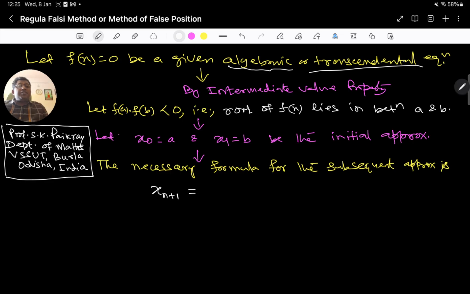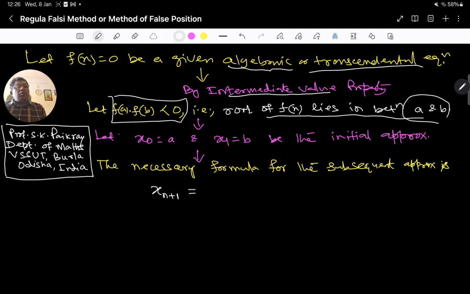So now, as in the earlier case, we have to use the intermediate value property. That is, f of a into f of b is negative, and only then does the root of f of x lie between a and b, and we have to find it as the initial approximation. Suppose x0 is my a and x1 is my b, so these are my initial approximations. In some problems we need two approximations initially. In some methods we need only one approximation.